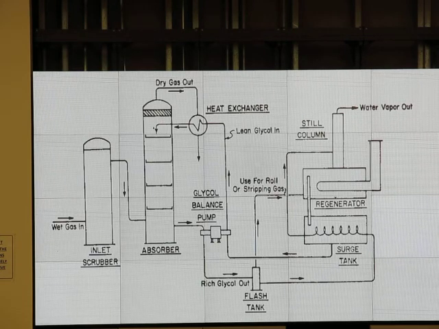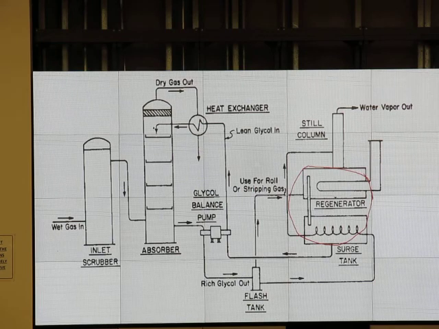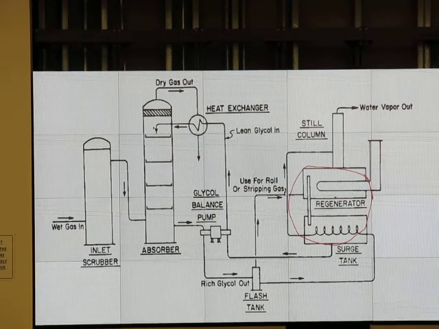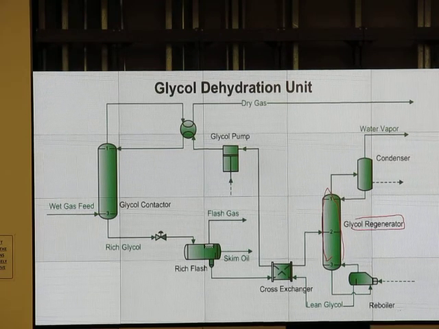The regenerator is to heat it up. Right, we said that this entire thing, this whole thing, we use it to regenerate the rich glycol, to make it lean glycol. We call it the regenerator. Sometimes you may have it called the glycol regenerator. Good?